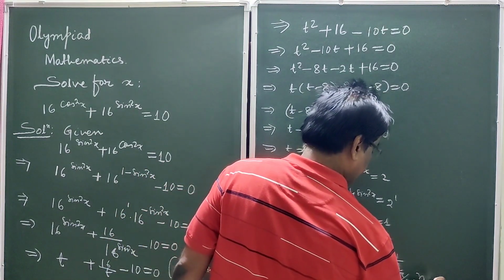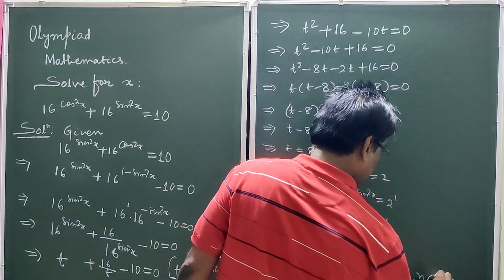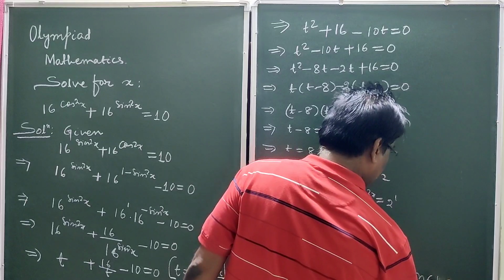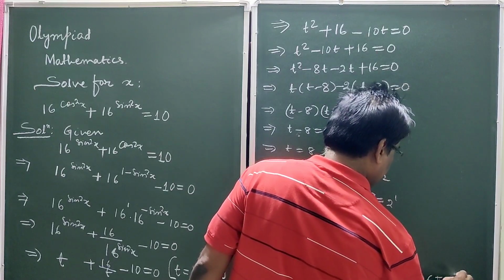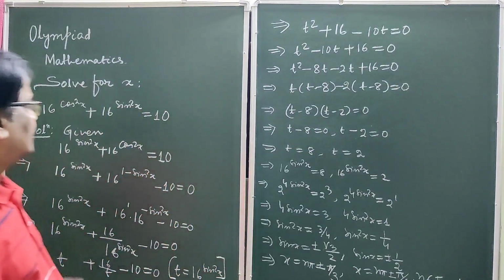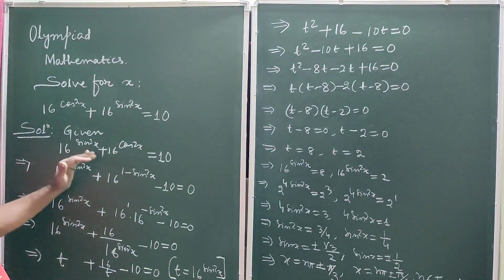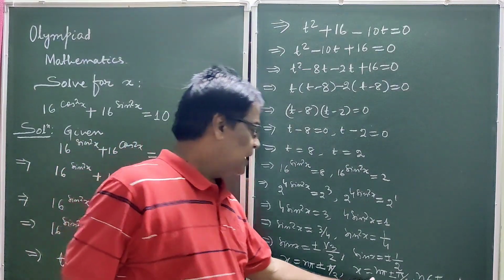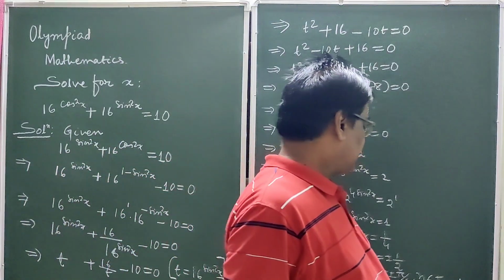where n is an integer. Answer. So after simplification, we get the value of x. x is equal to n pi plus minus pi by 3. x is equal to n pi plus minus pi by 6.